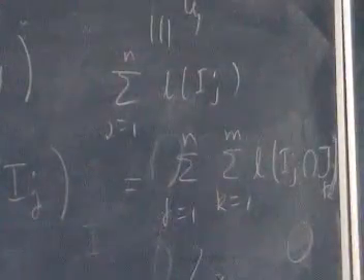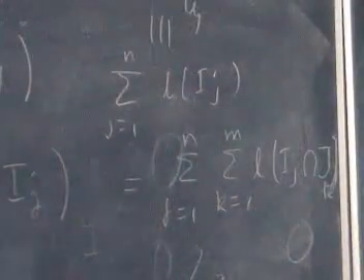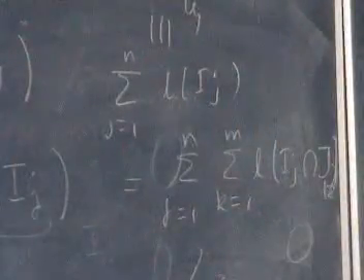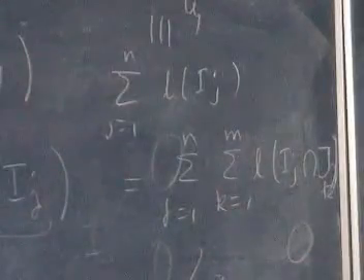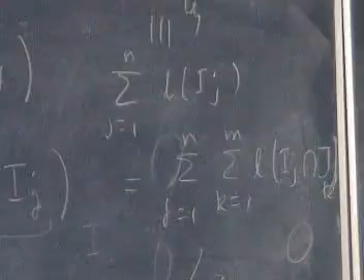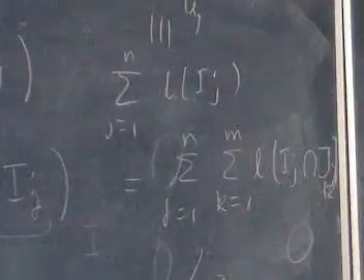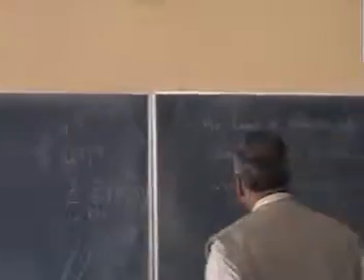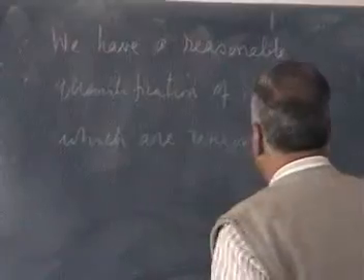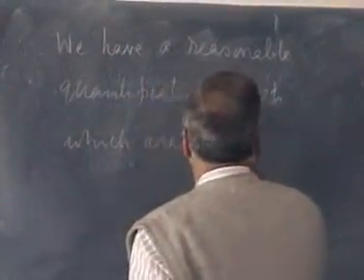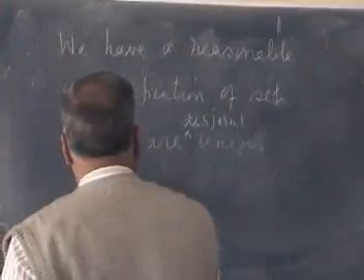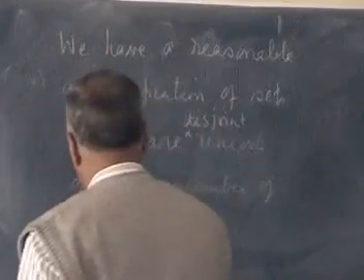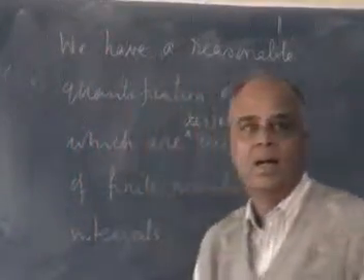Here, these are all intervals. An interval is equal to a union of disjoint intervals, finite additivity, and so on and so forth. Anyway, you can say something crazy. That's essentially what's happening. Next. So therefore, we have a reasonable quantification of sets which are unions, disjoint unions of a finite number of intervals.